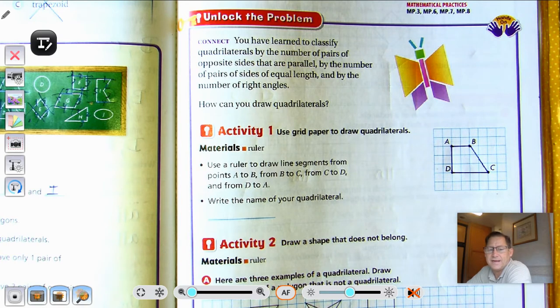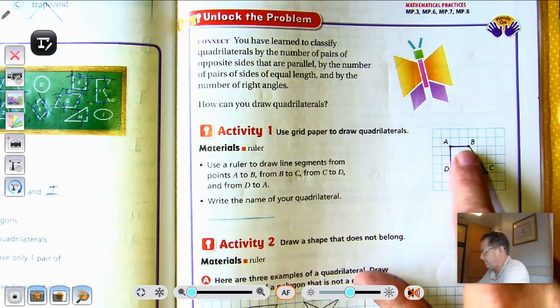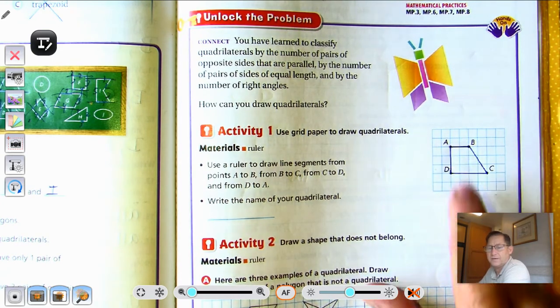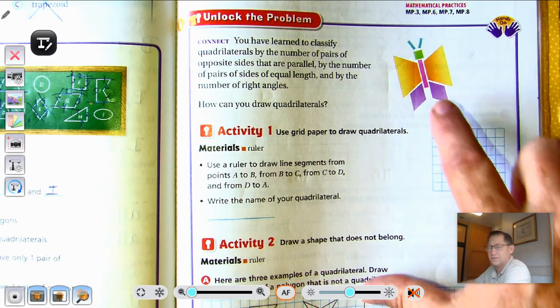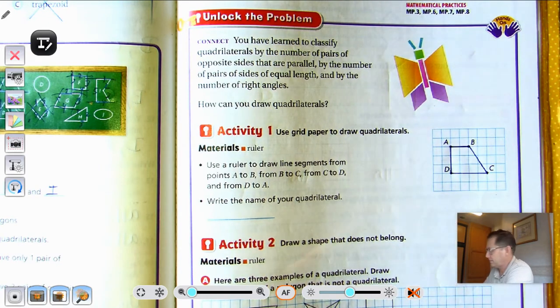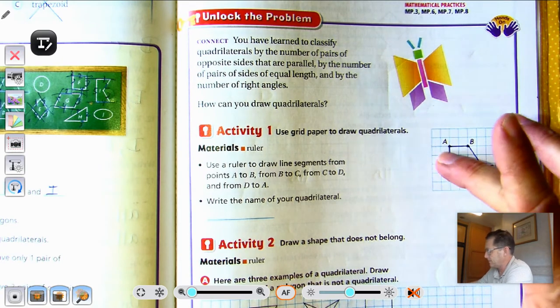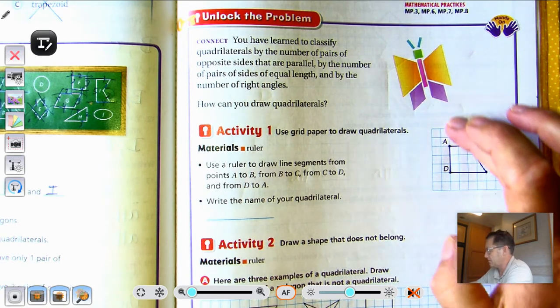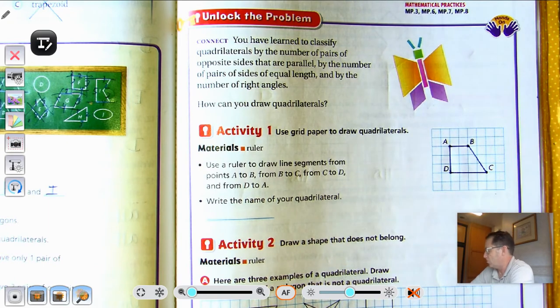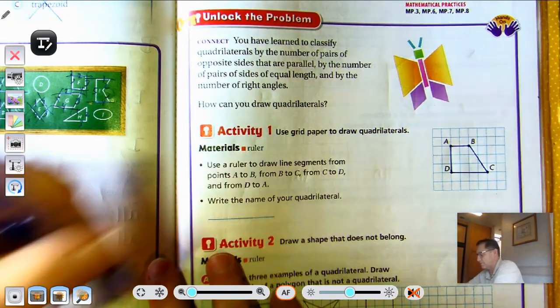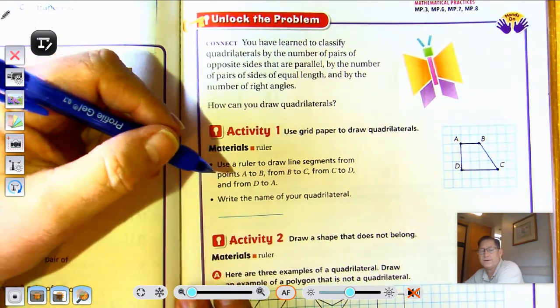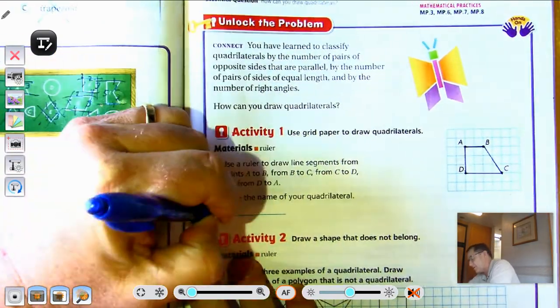And it says write the name of your quadrilateral. Okay, well, it has one pair of opposite sides that are parallel. These two sides would eventually meet because this is angled towards A and D. So it'll cross about right here. So A and B and D and C are parallel. So something that has exactly one pair of opposite sides that are parallel is a trapezoid.